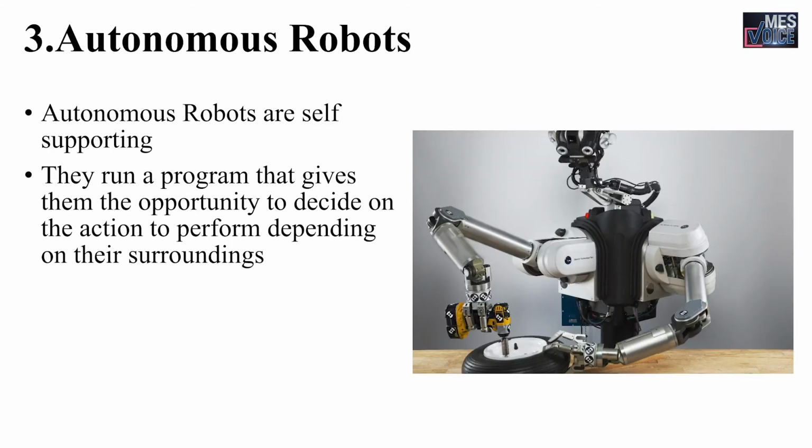Next robot is the autonomous robot. They are self-supporting robots which are run by programs that give them the opportunity to decide on the action to perform depending on their surroundings. These robots can perform sophisticated applications without being triggered by an external device. If we give them an opportunity to decide themselves, they can perform their tasks by themselves.